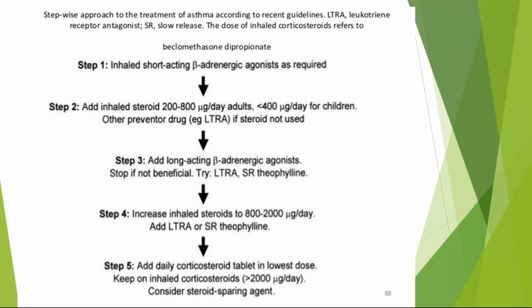First, we'll treat with a short-acting beta-2 agonist as and when required. Like when the patient has symptoms, we will use this beta-2 agonist. If the patient is not controlled with this beta-2 adrenergic agonist, then we will add inhaled steroids like beclomethasone, fluticasone.